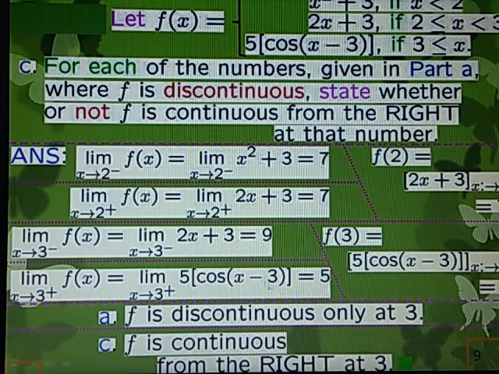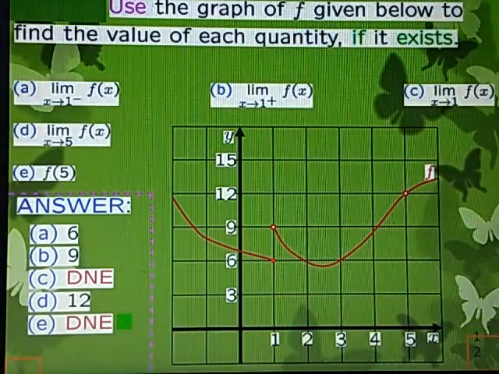Again in the C part, we will use this part of the calculation only. We have to check whether the function is continuous from the right or not. You will see on the right of 3 also the value is 5 and at 3 also it is 5. So what can we say? It is continuous from the right of 3. From the right of 3, the same value was coming, and at 3 also the same value is coming. So the continuity was not breaking from the right of 3. It broke on the left of 3. So the function is continuous from the right of 3.